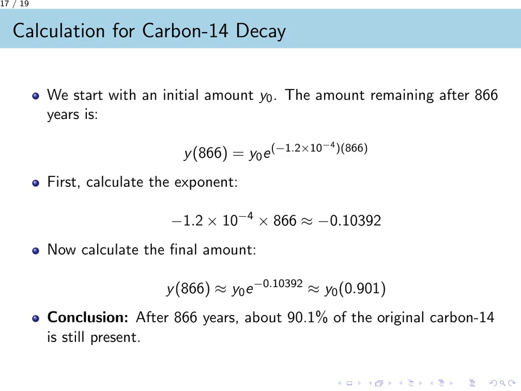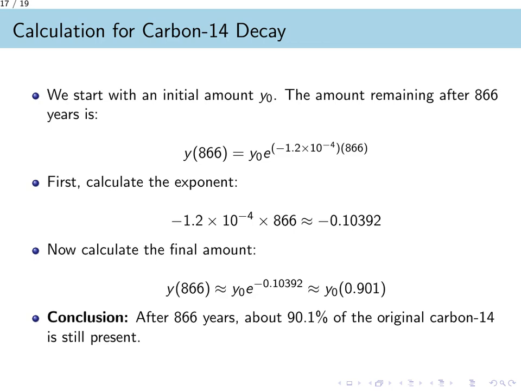The value of e to this exponent is about 0.901. This means the amount remaining is about 0.901 times the initial amount, which we call y naught. So after 866 years, about 90.1% of the original carbon-14 is still present, and a little less than 10% has decayed into nitrogen.